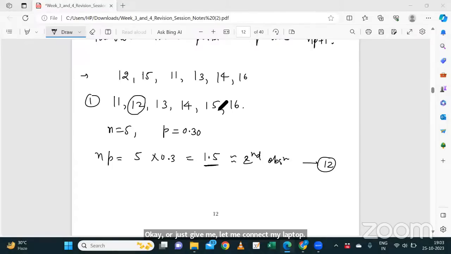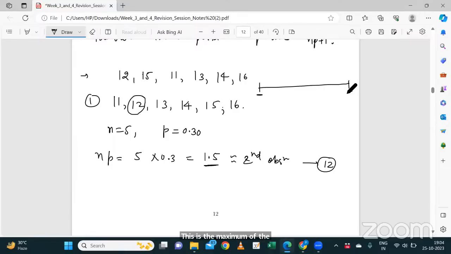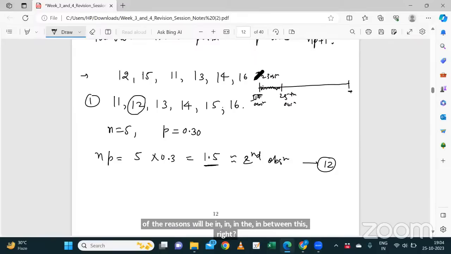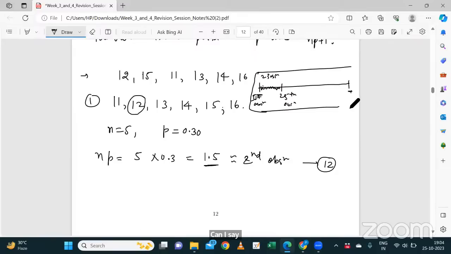So basically, what does this mean? Suppose this is the smallest observation of your data set. This is the maximum observation of your data set, or let's say the 100th value. Suppose this is the 25th percentile. So if this is the first observation and this is the 25th observation, then 23 observations will be in between these two, right? Can I say? Yes, sir. Okay, got it.